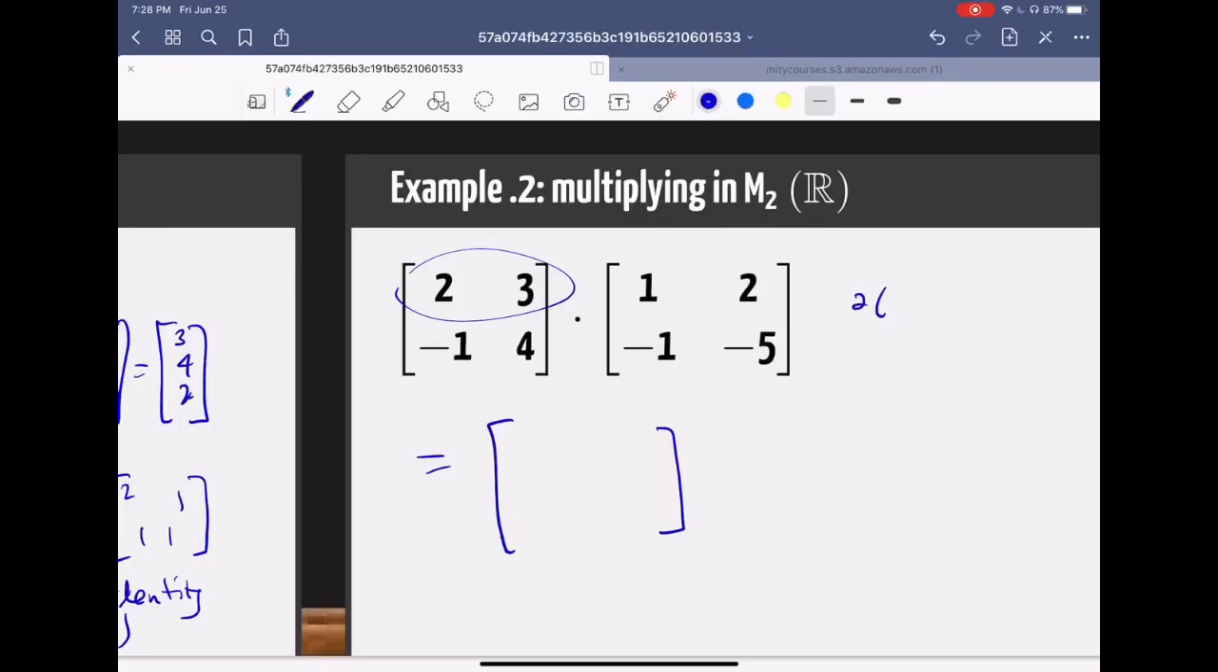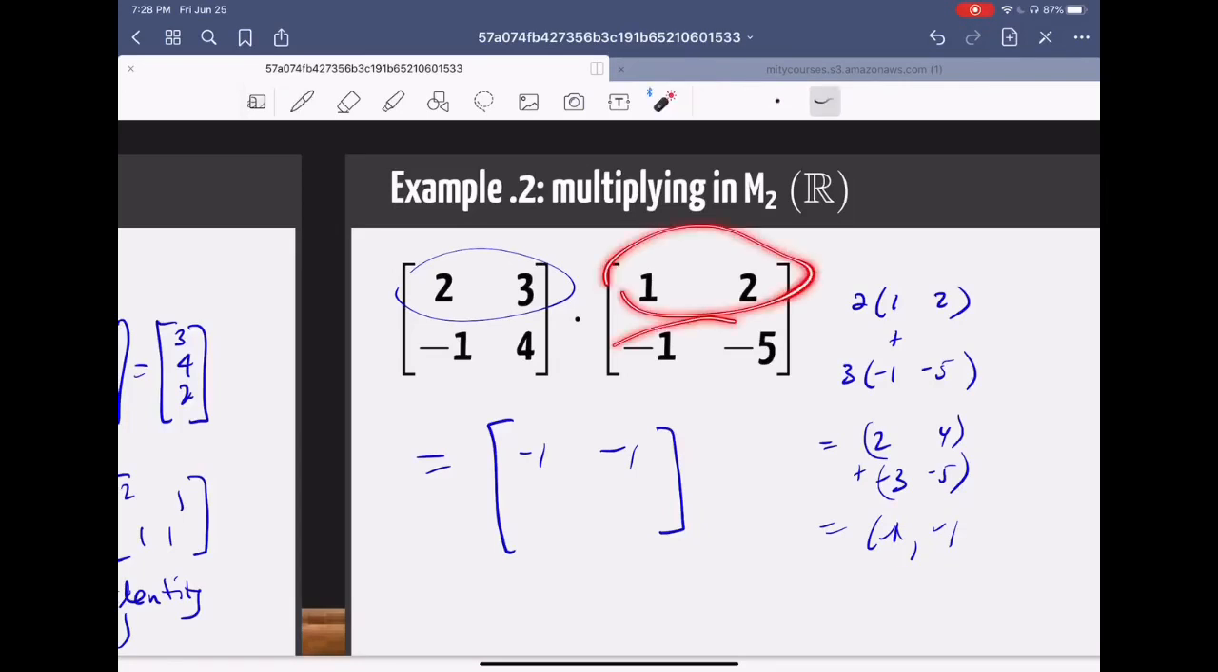So if I want 2 of these ones plus 3 of these ones, that would give me, that's the same thing as saying 2 and a 4 plus a -3 and a -5. That's a -1 and a -1. So this is -1, -1. That's what it's equal to if I was to combine 2 of these plus 3 of those. All right.